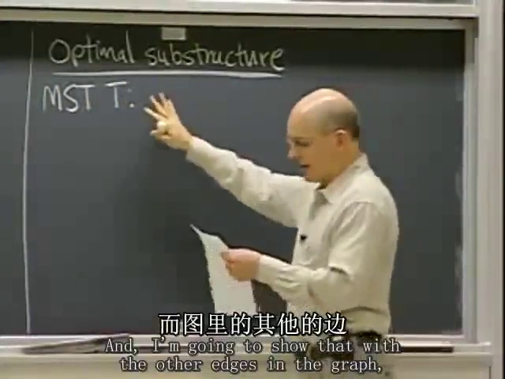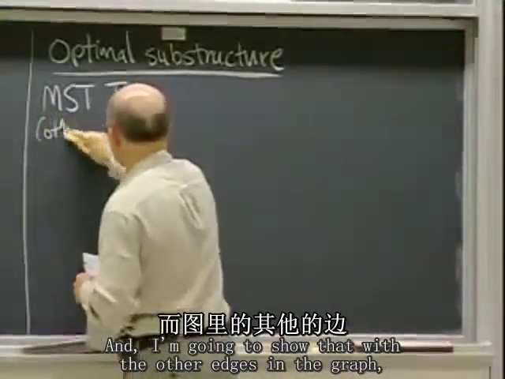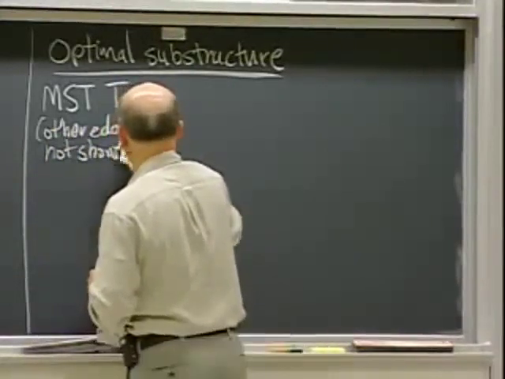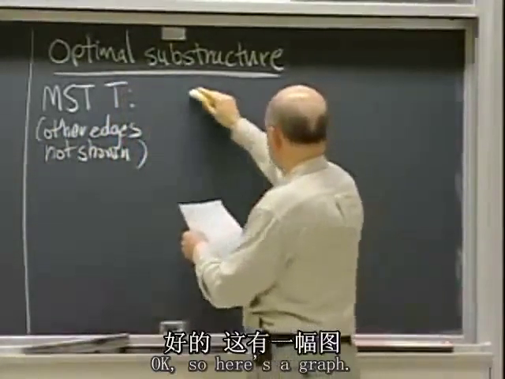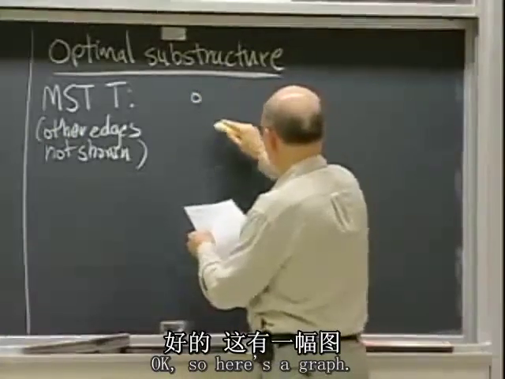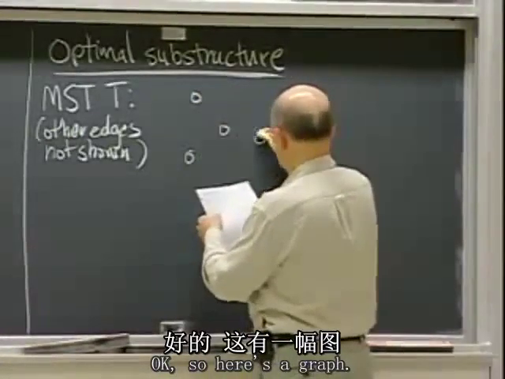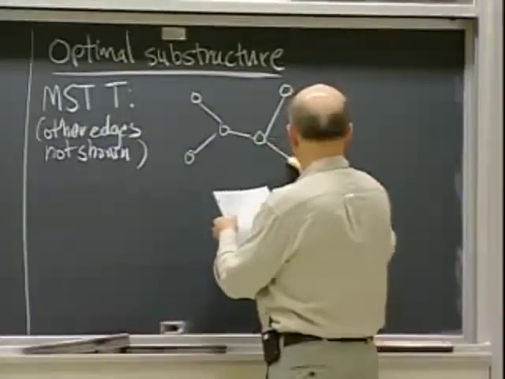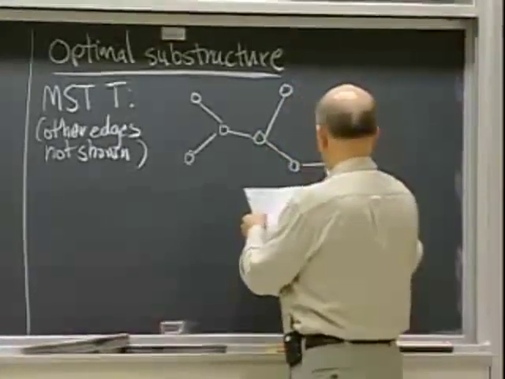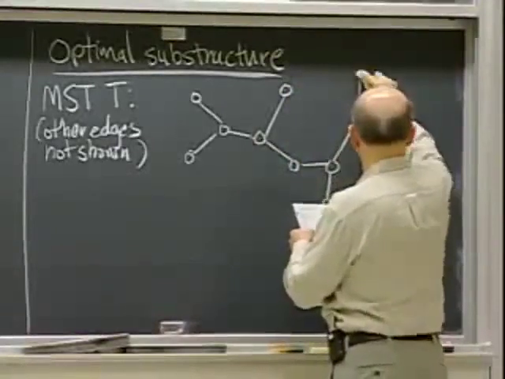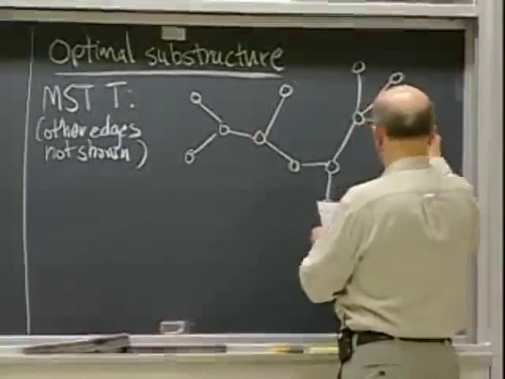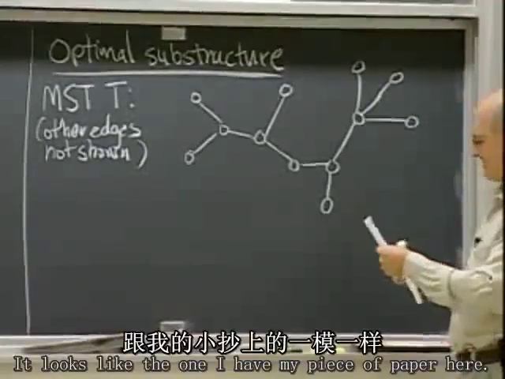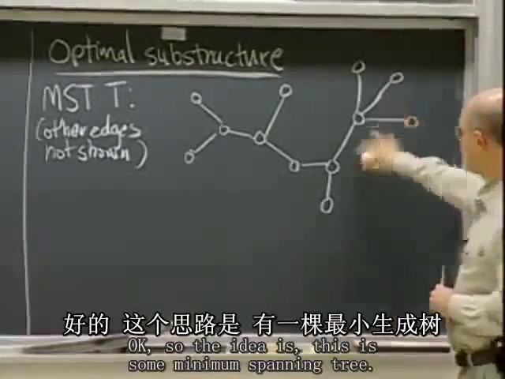And I'm going to show that with the other edges in the graph are not going to be shown. Okay, so here's a graph. Looks like the one I have on my piece of paper here. Okay. So the idea is this is some minimum spanning tree.